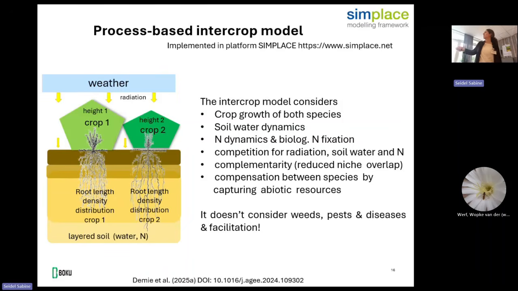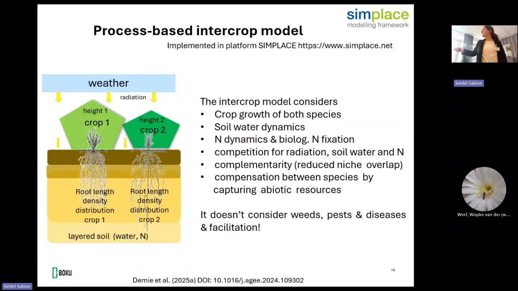Then complementarity, which is the reduced niche, overlap, and compensation between the crops, but only abiotic resources. Actually, the model only considers water and competition or complementarity. So complementarity, if one of the crops grows much deeper than the other one, for instance, that can be considered.